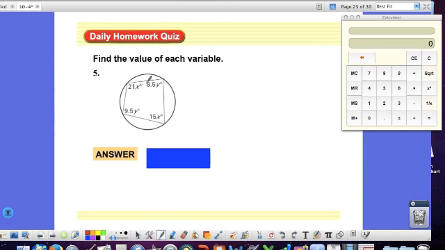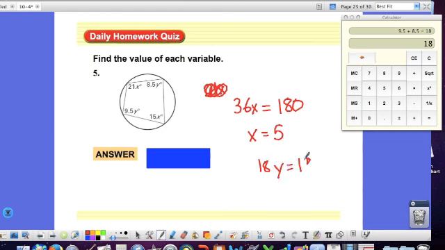And last problem, I think, 21x plus 15x equals 180. I'm not even going to write this out. I'm just going to add 21 plus 15. So 36x equals 180. 180 divided by 36 is 5. And 9.5 plus 8.5y equals 180. So y equals 10.